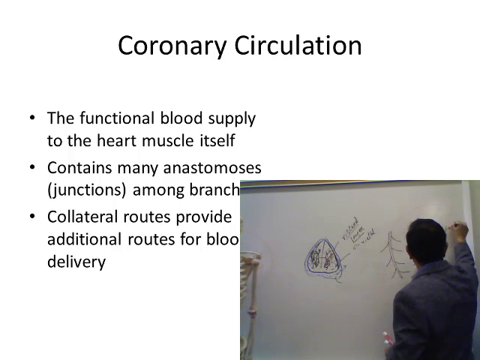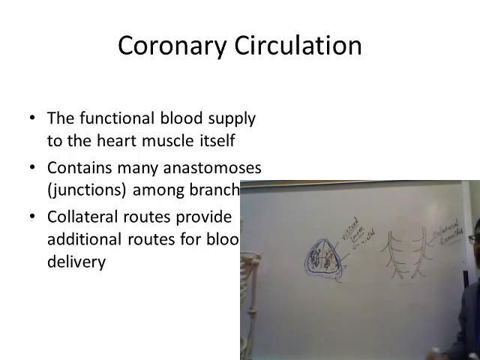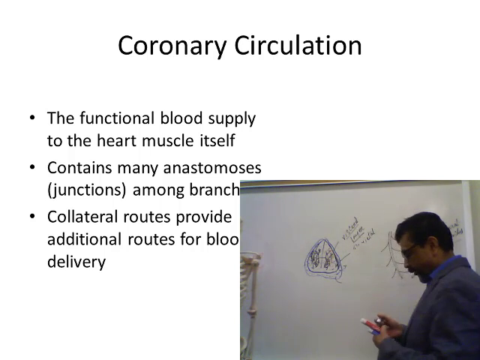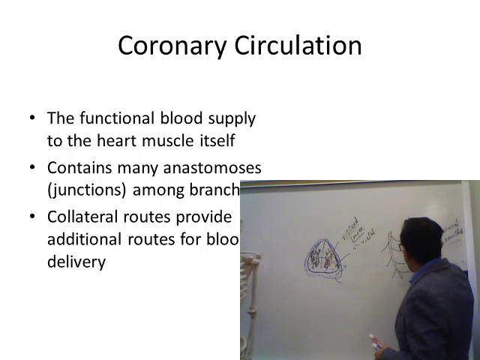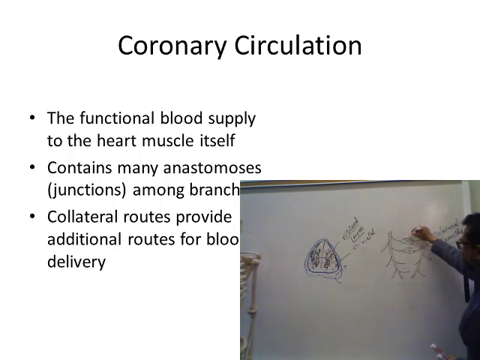Anastomosis is singular if I only indicate one. If I indicate more than one, it is anastomoses. Okay, so collaterals and anastomoses are plentiful in the coronary circulation. Now, why are these two things important in terms of supplying blood to the heart?